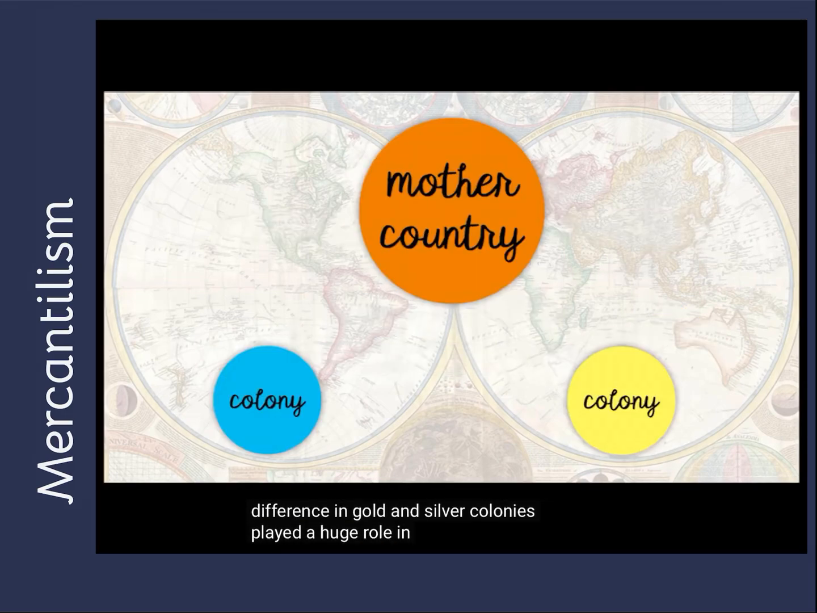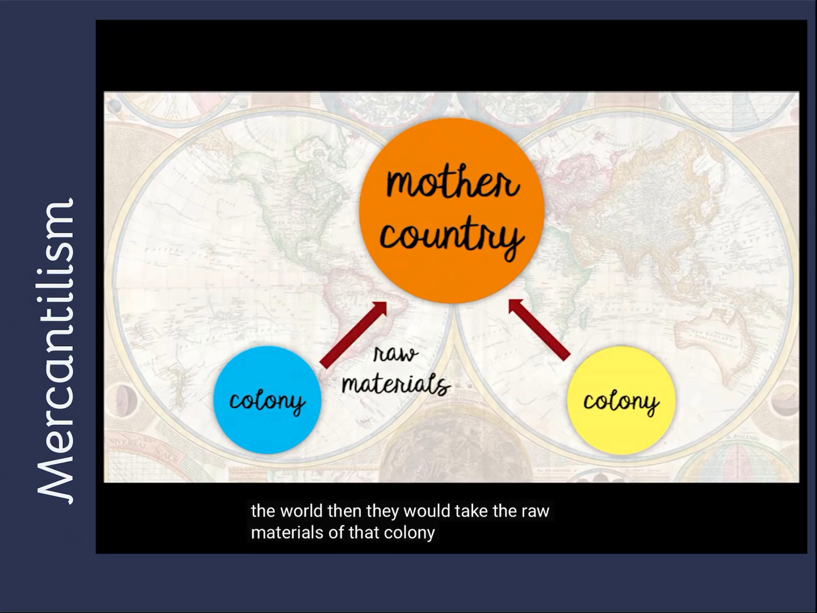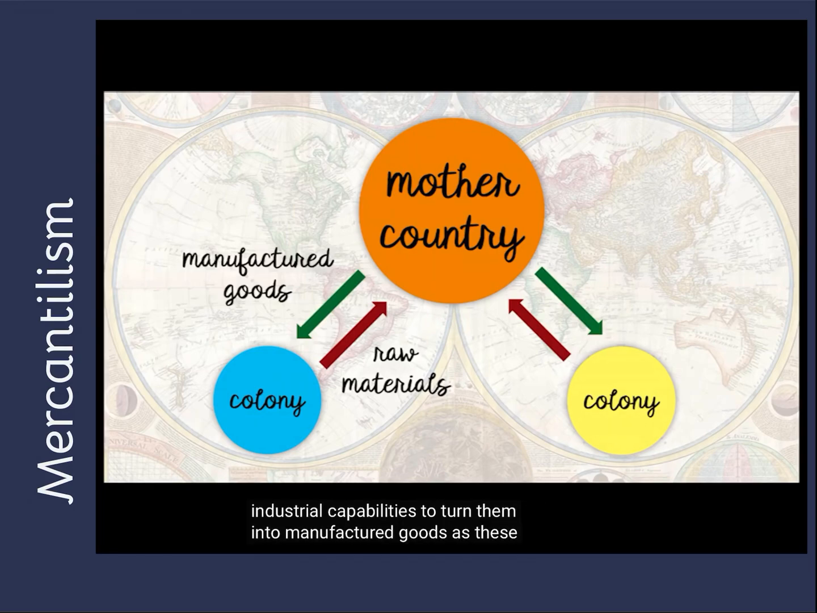Colonies played a huge role in European countries increasing their wealth. A mother country would set up colonies in other parts of the world. Then, they would take the raw materials of that colony and use their industrial capabilities to turn them into manufactured goods. As these colonies became populated, they became new markets for the mother country to sell to.